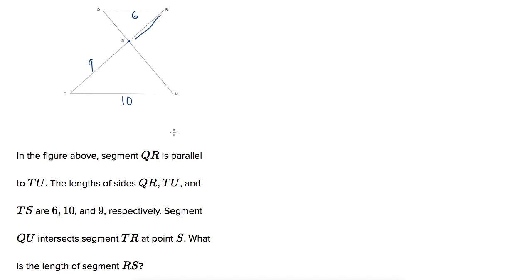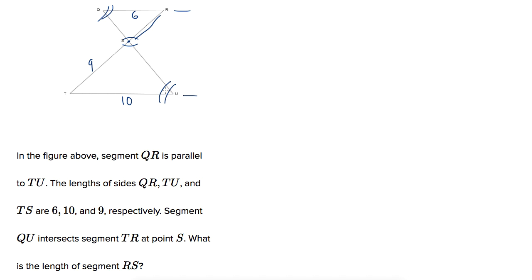Okay, so what do we know? We know that QR is parallel to TU. So if we know that, then by alternate interior angles, because these angles are straight across from each other, we know that these angles are the same. Okay, so if we know that these angles are the same, and we know that these lines, QR and TU, are parallel, we actually also know that these angles right here, RQS and TUS, are the same.